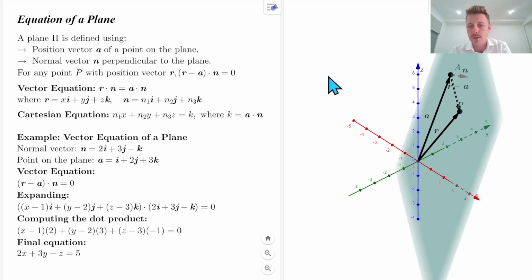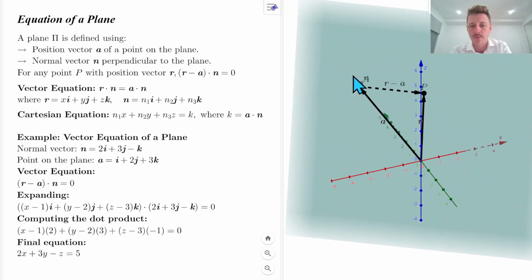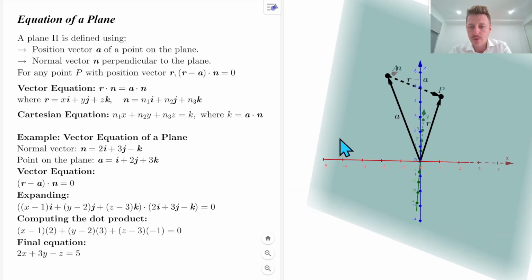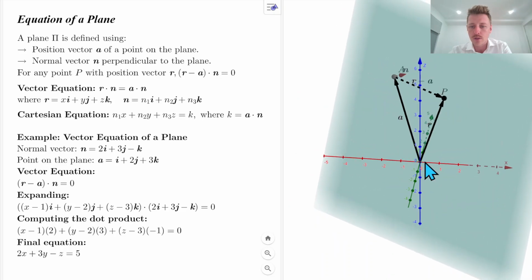Let's just pause there and think about that for a moment. Again, we've got this plane here in space. Let's just look at key features here. Let's imagine we've got some vector A that's pointing at some point here. This point here is the point A. And so we've got this position vector, A, pointing at this point here, capital A.